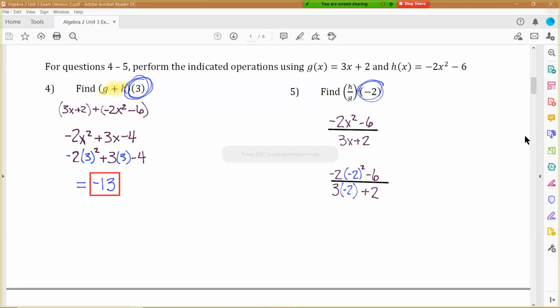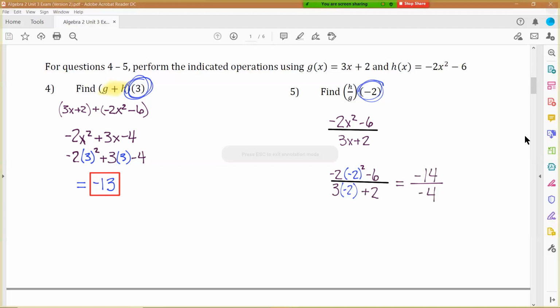Now this one, my suggestion would be that you just type the top in all at once, and then you type the bottom in all at once. So type the top in exactly as it's written. Make sure you use those parentheses and tell me what you get. I got negative 14 for the top and negative 4 for the bottom.